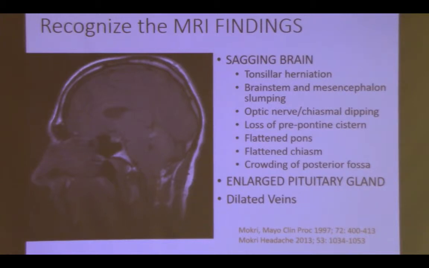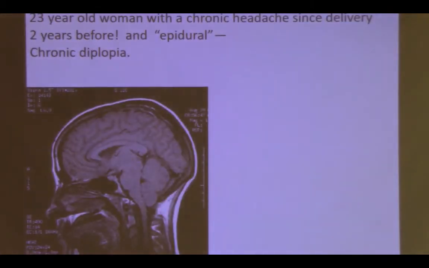And then there are many other findings we look for. We look for whether the optic nerve is slumped and the pons is flattened and the chiasm is straight. And so we look for a lot of different things when we're looking for this. The pituitary becomes plump because it gets engorged. And then we get dilated veins that cover our brains. And that's very typical for this.